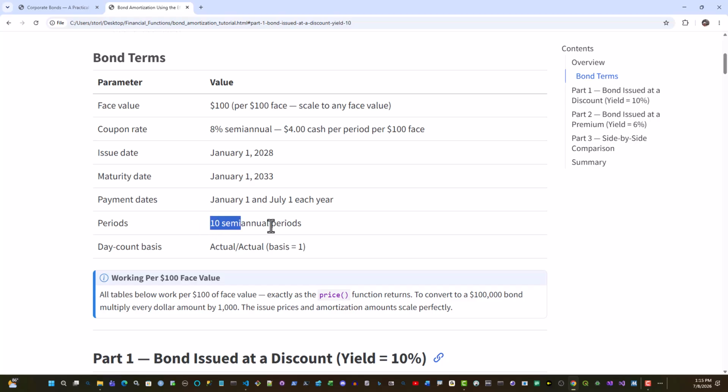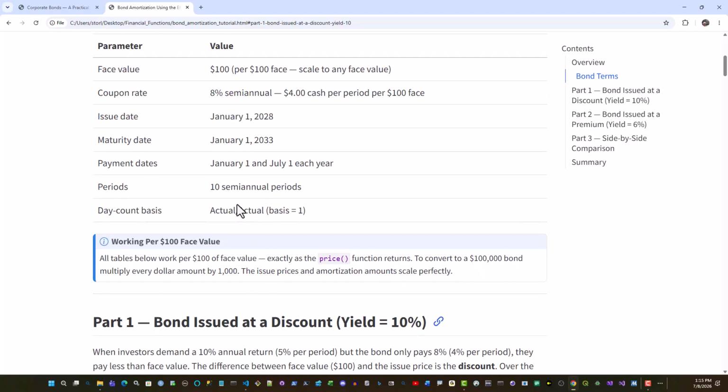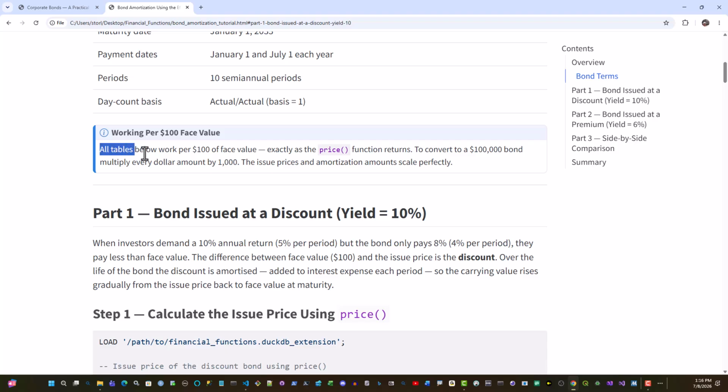All right, so it's 10 semi-annual periods because it's a 5-year semi-annual bond. And we're using actual as a basis, okay? The reason for this is because we're using the formulas from the financial functions community extension, the DuckDB version of it. All the tables will work based on the $100 face value, which is what the price function we're using returns. You can easily convert it to whatever denomination you need, whether it's $1 billion, 100,000, whatever it is. You can simply multiply it and it will be fine.